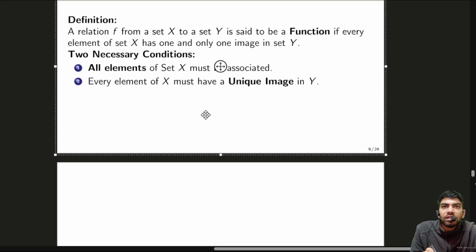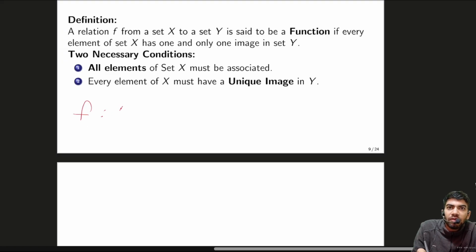Now defining functions. The function is a special type of relation. Some conditions apply to it. So what is the definition of a function? Let f from X to Y be a function. Every element of X has only one image in Y. There are two necessary conditions.